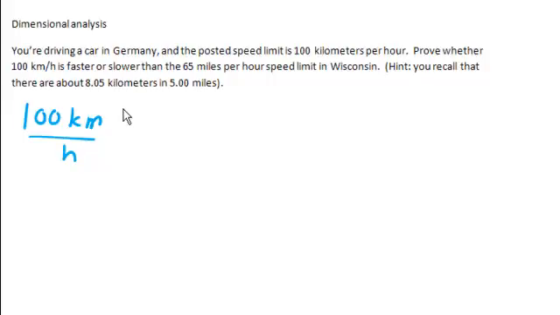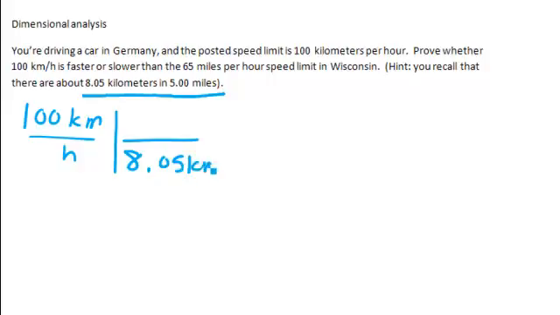You're told that the posted speed limit in Germany is 100 kilometers in 1 hour. So given this fraction, all you need to do with the conversion is set up another fraction that you can multiply the first by that's equal to the ratio of the conversion. In this case, this means there are 8.05 kilometers in 5 miles. Now you can check that this is correct because the top and the bottom parts of the fraction, the numerator and the denominator, cancel perfectly, leaving you with the units of miles per hour.